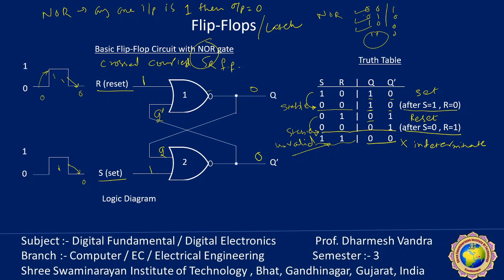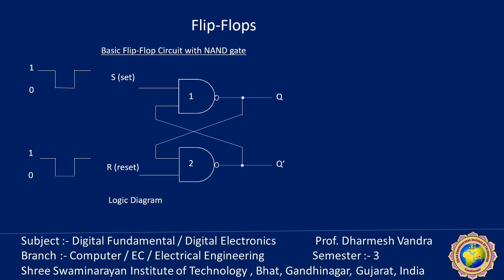Now the same latch is also possible with the help of NAND gates. But here the first input gate is called SET and reset. Both are changed compared to the previous case, where this input is called reset and set. In the NAND gate, remember the truth table: if any one input is 0, the output is 1, and if both inputs are 1, the output is 0. This is the operation of the NAND gate.